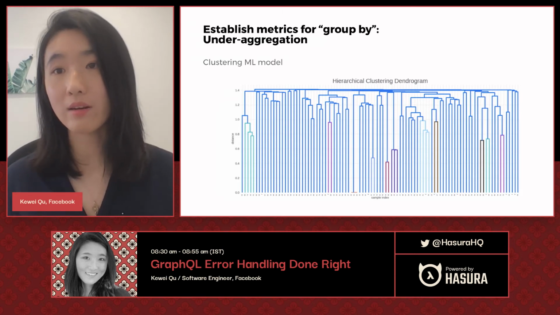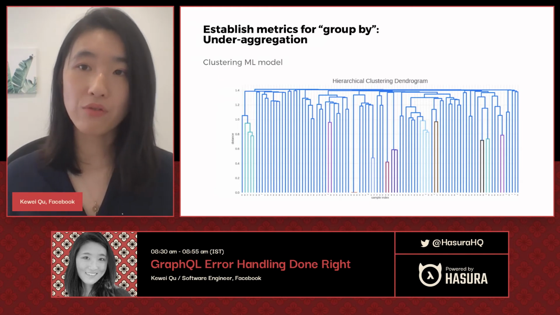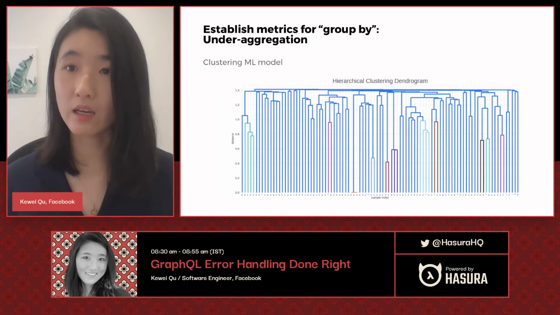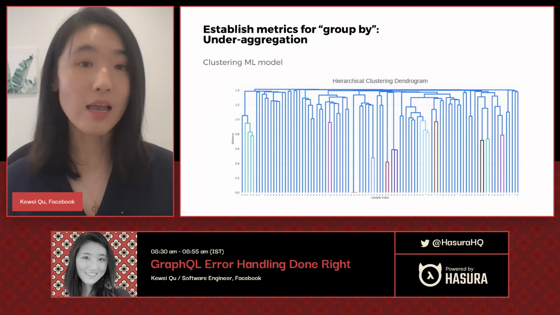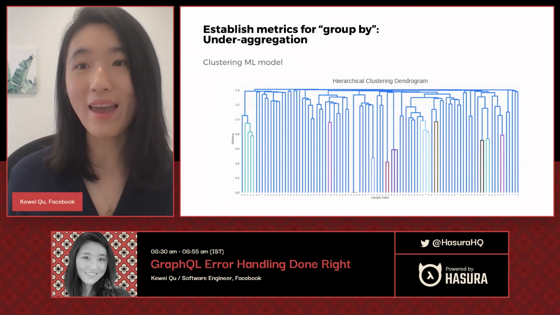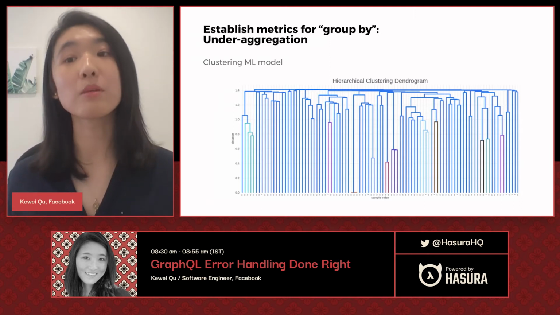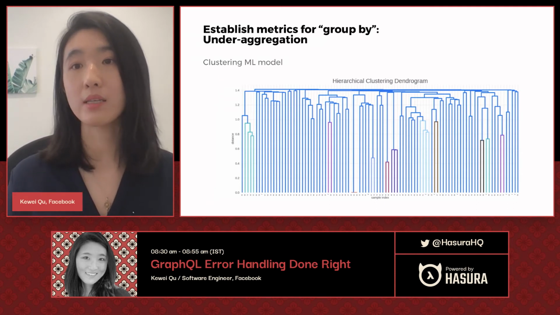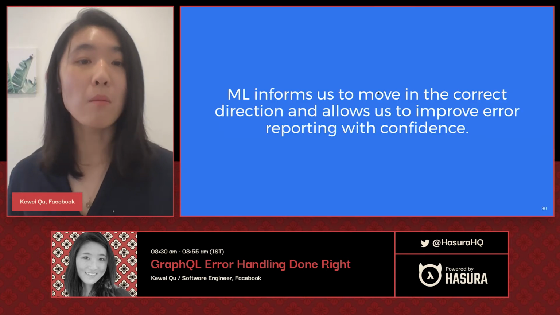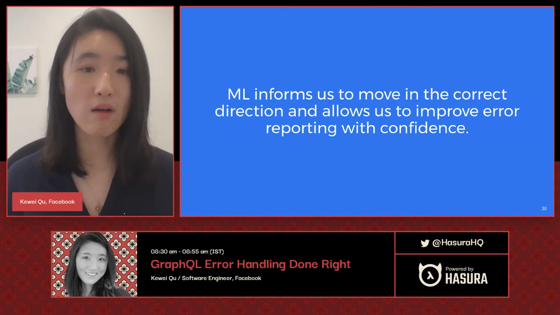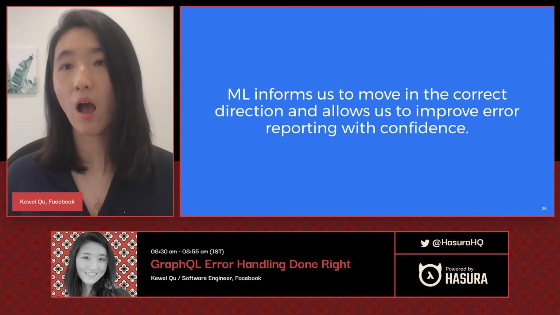So this is actually another lesson we learned: for error reporting, you want to be able to find something that is deterministic. ML models are not, right? They're able to change overnight. And second, you want to be able to explain why a task is fired and triaged to someone. And the machine learning model is more like a black box that you cannot explain. So what we're saying is ML models inform us to move in the correct direction and allow us to improve the error reporting with confidence.